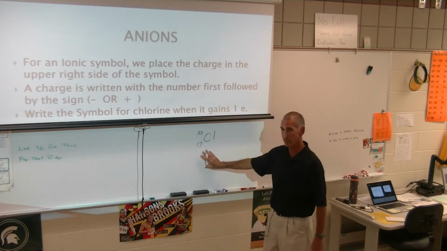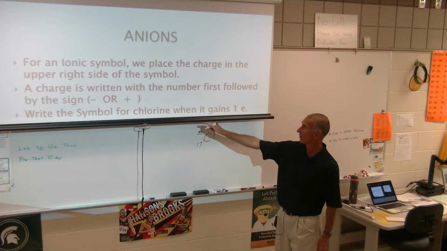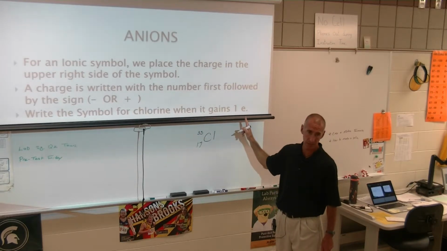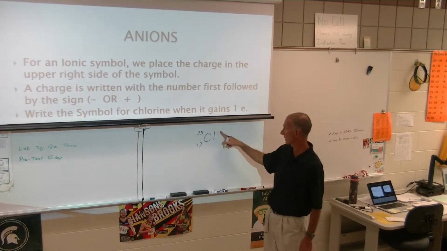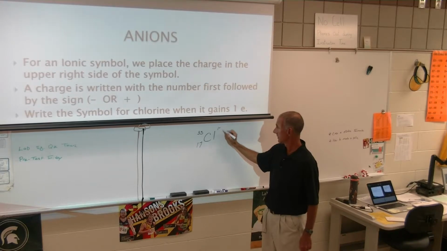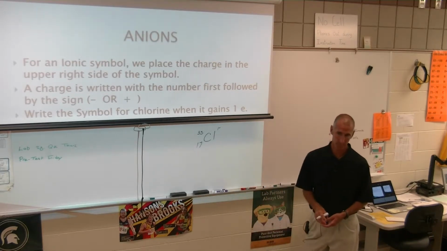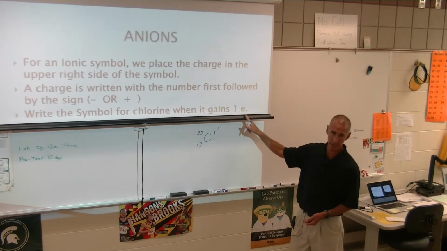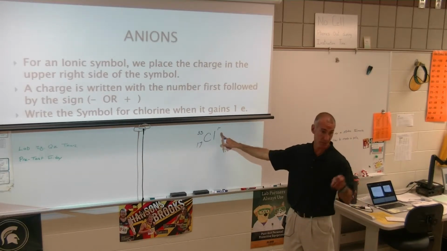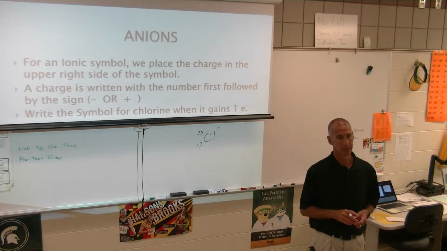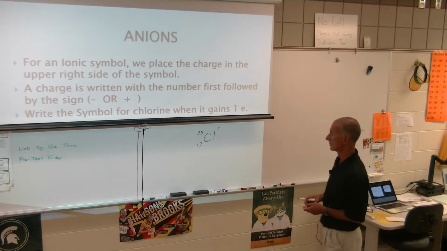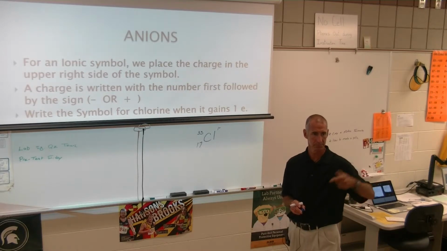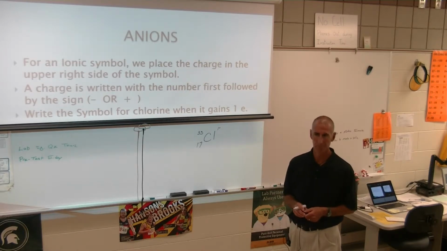Okay, so this is what we've been working on before. Now we have a change. We have chlorine that has gained an electron. So what's my charge? Negative 1. Okay, so the number of electrons that the atom gains is the charge that it becomes. You do that every time.